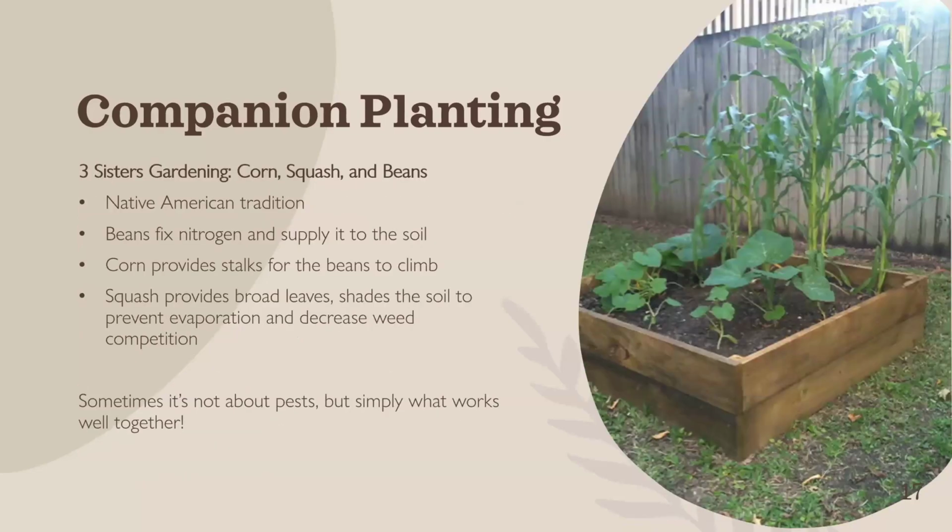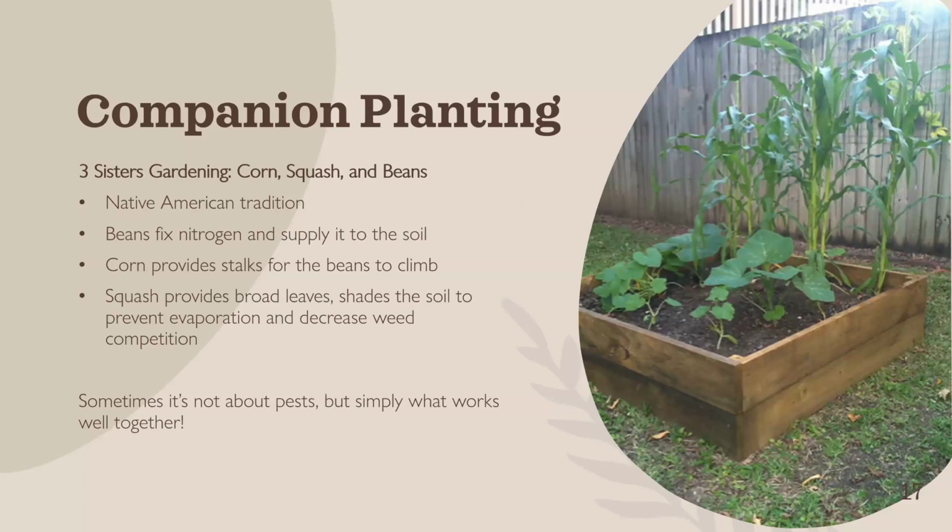Another classic pairing when it comes to companion planting is a Three Sisters garden. The Three Sisters is a Native American tradition of corn, squash, and beans all being planted together in the same space. The three of those work hand in hand in different ways to help the other plants thrive. And at the end of it, you're going to get three different kinds of food to harvest, which is a wonderful thing, of course, as well.